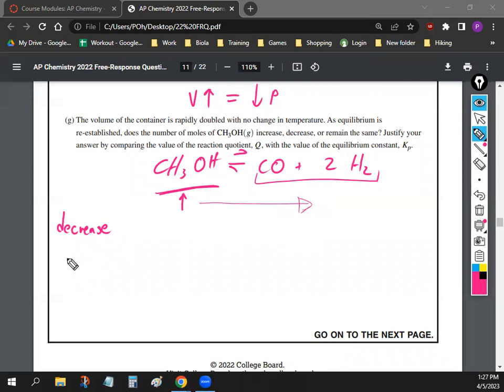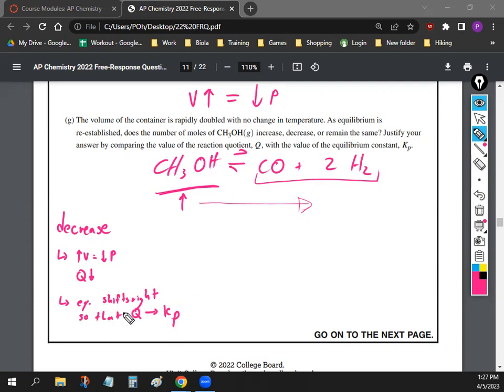You can say that it's going to decrease, and the reasoning is that as volume increases, pressure decreases. Then your value of Q is also going to decrease. And in order to stabilize Q, equilibrium shifts right, so that Q approaches KP, something like that.